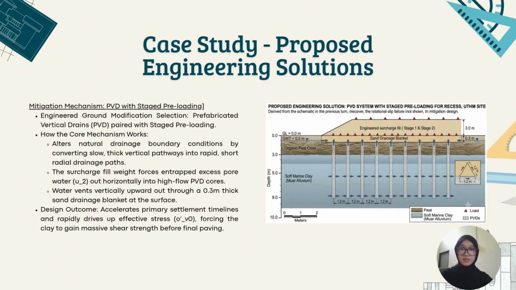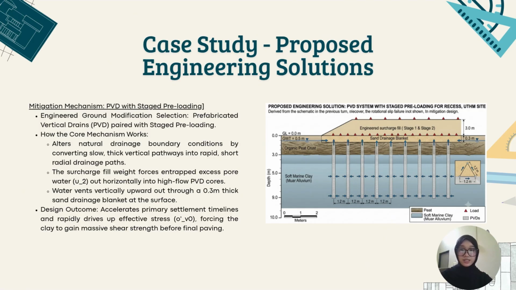Moving on, we propose an engineered ground improvement solution, prefabricated vertical drains combined with stage preloading. Natural vertical drainage through soft clay takes decades. By inserting vertical PVDs, we change the drainage boundary conditions to a radial path. The weight of the embankment forces the entrapped water to escape horizontally into the drains, traveling up to 0.3 meters, and into the blanket to drain out. This forces the ground to settle and gain strength rapidly before we build the road.